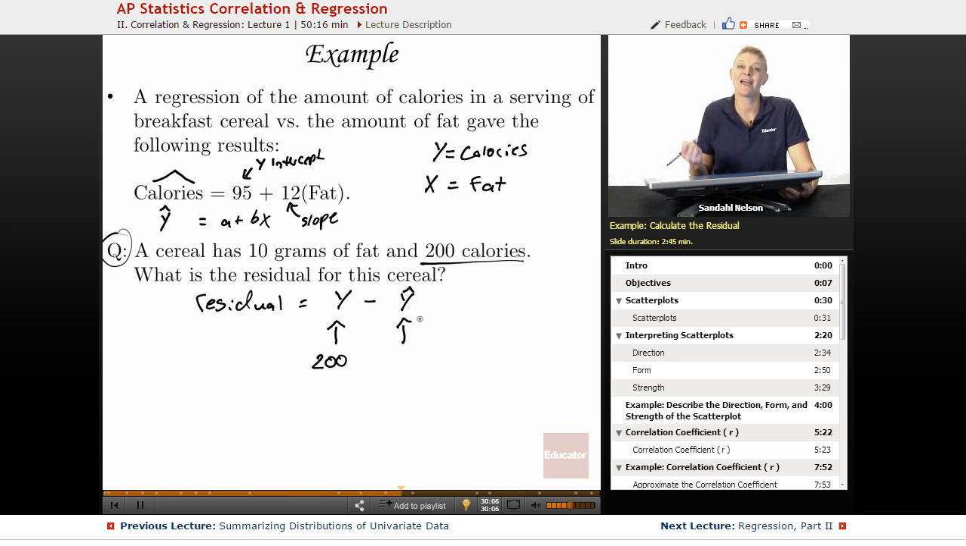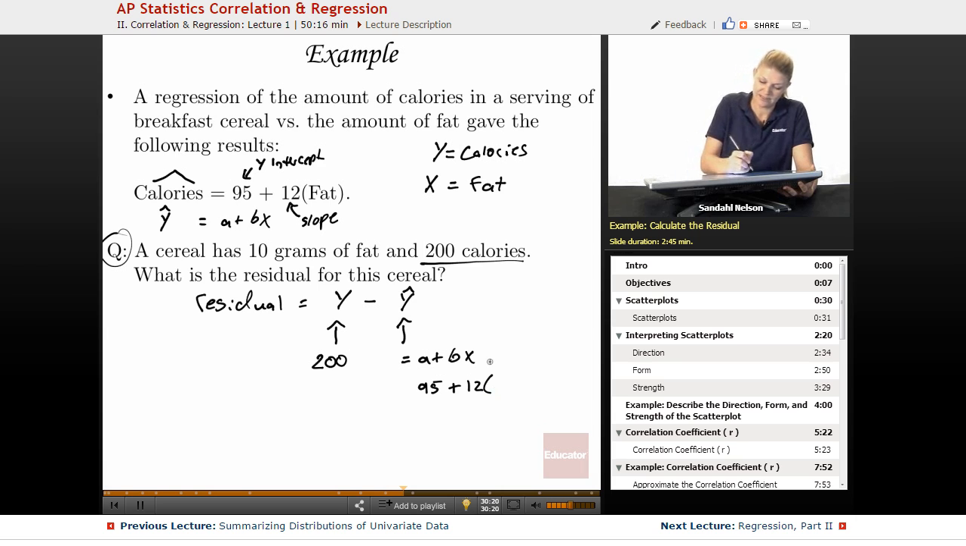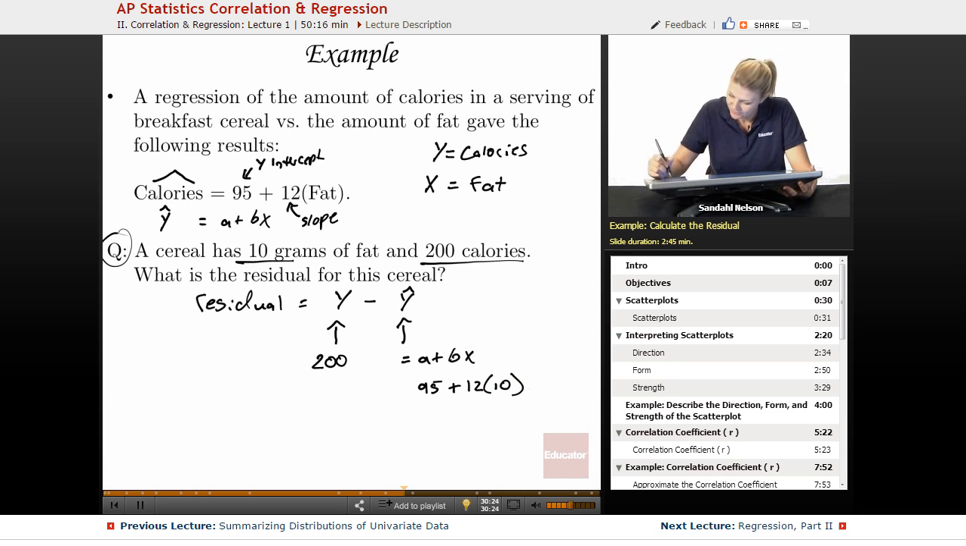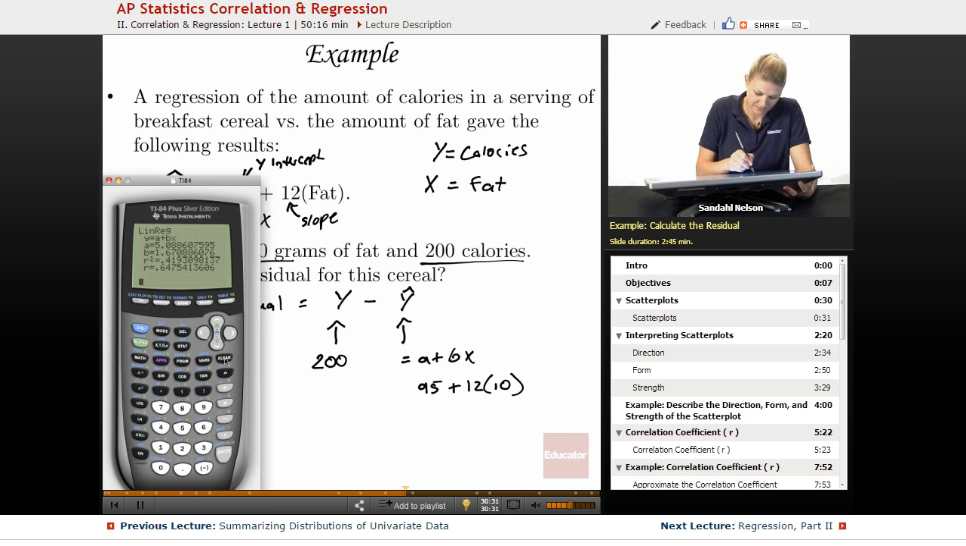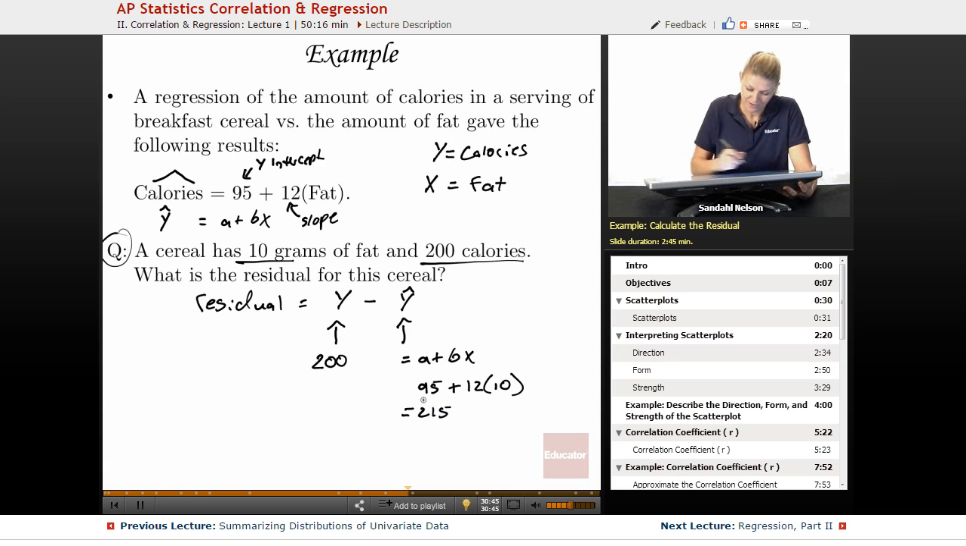So now we just need to know what y hat is. Well, we already have an equation for y hat, so we'll plug it in. So y hat is just going to equal a plus bx. So it's going to equal 95 plus 12 times, in this case, our x is 10. So we have 12 times 10, so 120. 12 times 10 plus 95. So our predicted y is 215. So that means our residual is just 200 minus 215. So our residual is negative 15.